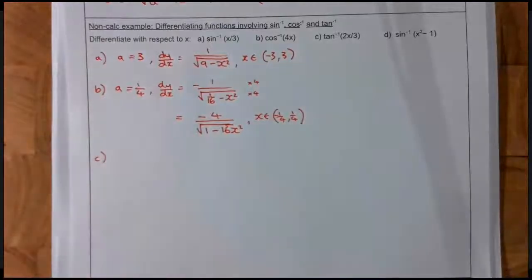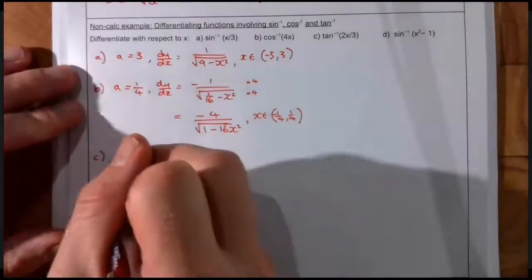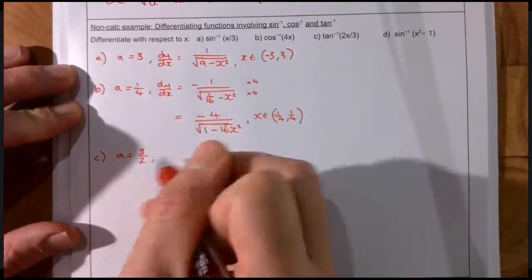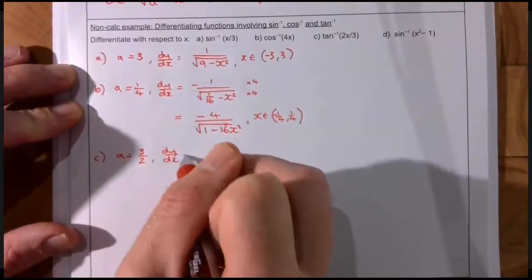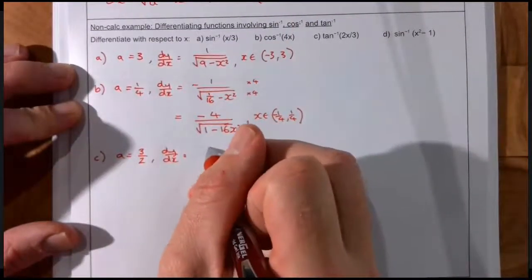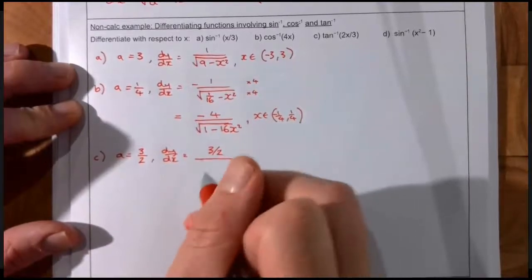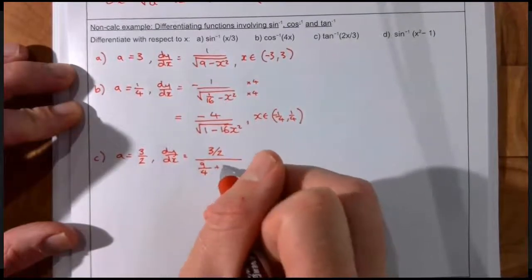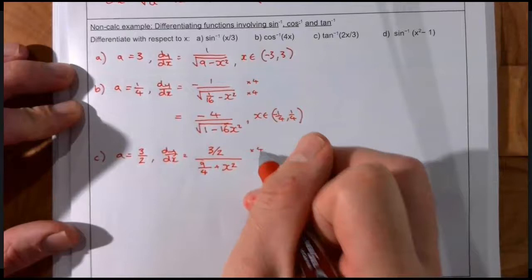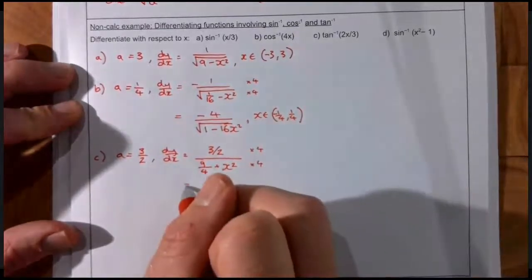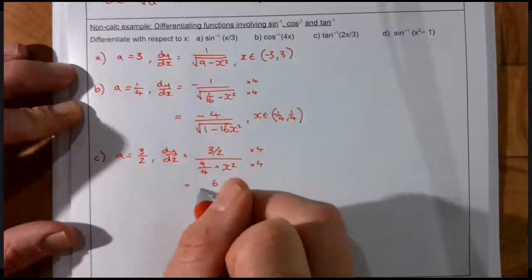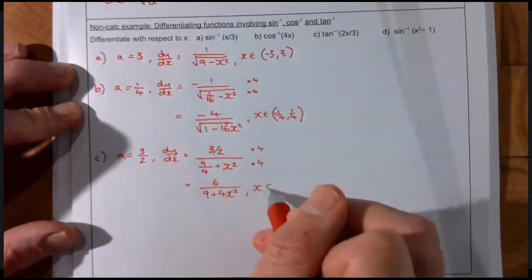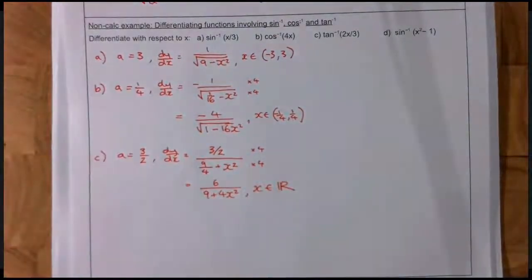For part c, a similar kind of thing, and this time I'm going to let a be 3 over 2, and I'm looking at tan, so I just need to be careful about that a on the numerator. So I'm going to be looking at 3 over 2 over 9 over 4 plus x squared, and to simplify here, similar to before, I'm going to multiply numerator and denominator by 4, giving me 6 over 9 plus 4x squared, valid for x in all real numbers.